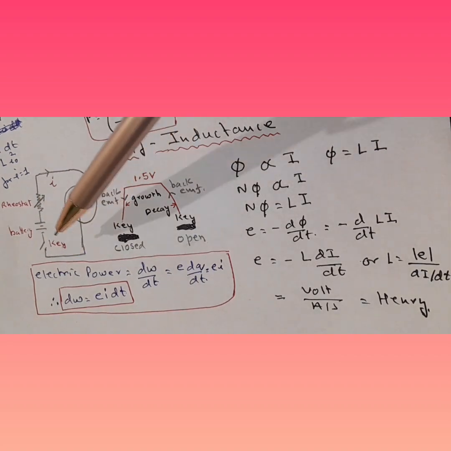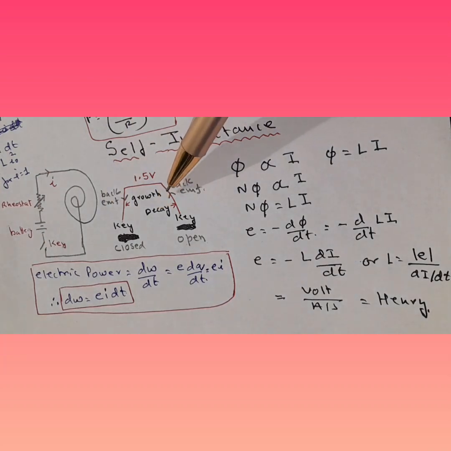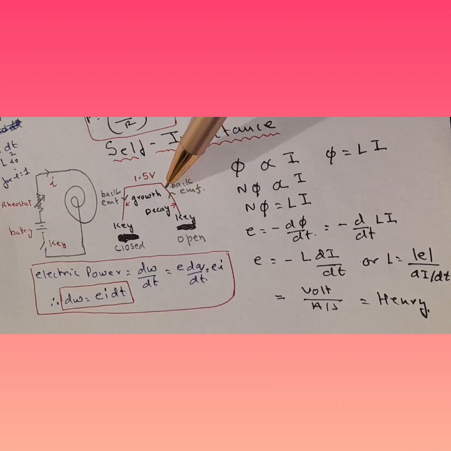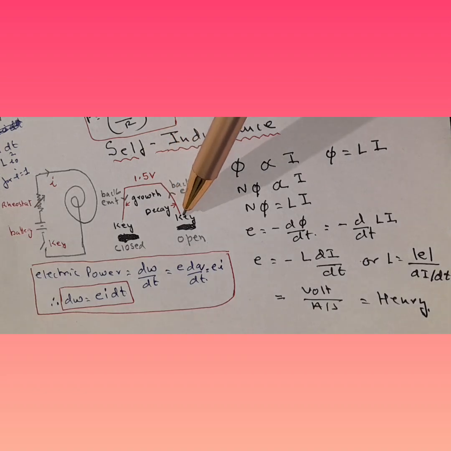Now again, if I open the key, it's decay. It's falling down from 1.5 to 0, 1.4, 1.0. So there's a change in EMF. Owing to change in EMF, there again is generation of back EMF. But mind you, the direction of back EMF is opposite in both the cases, because here it is growth and here it is decay. Alright.